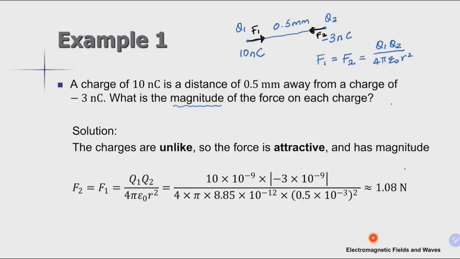Okay, so if you put that into your calculator, F1 equals F2 equals Q1 Q2 over 4 pi epsilon naught r squared. Put in the values, you get roughly 1.08 newtons. Okay, so this is a simple one. This is just calculating the magnitudes, and then you figure out the directions by intuition.